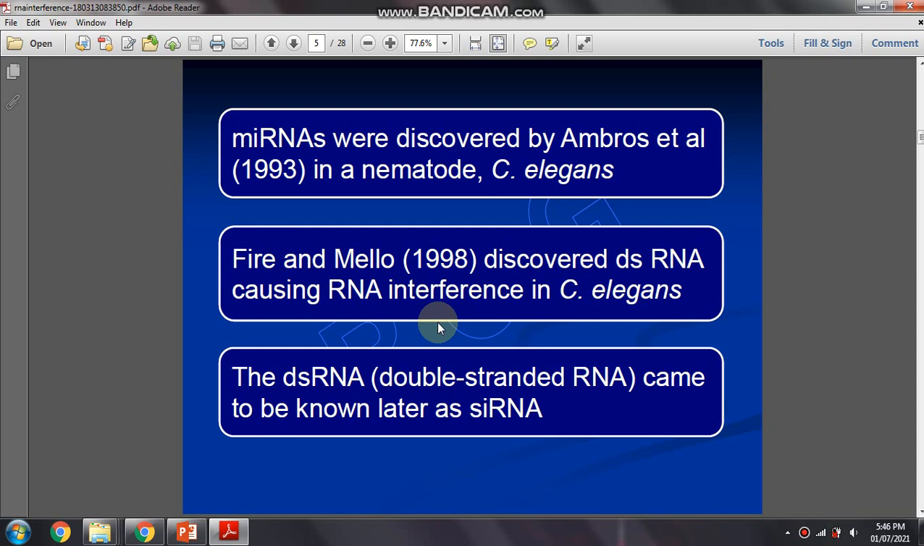miRNA was discovered by Ambros et al. in a nematode, Caenorhabditis elegans, which is used as a model system. This organism is fully transparent. You can actually view various pathways that are occurring inside the body of Caenorhabditis elegans. Fire and Mello discovered double-stranded RNA causing RNA interference in Caenorhabditis elegans. The double-stranded RNA came to be known later as siRNAs.